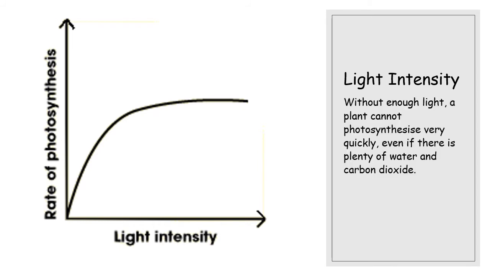So photosynthesis can't happen without light. Even if we've got plenty of water and plenty of carbon dioxide, it's not going to happen without light. As you can see, increasing the light intensity boosts the rate of photosynthesis. There is, however, a plateau, where as you increase the light intensity, the rate of photosynthesis does not increase.